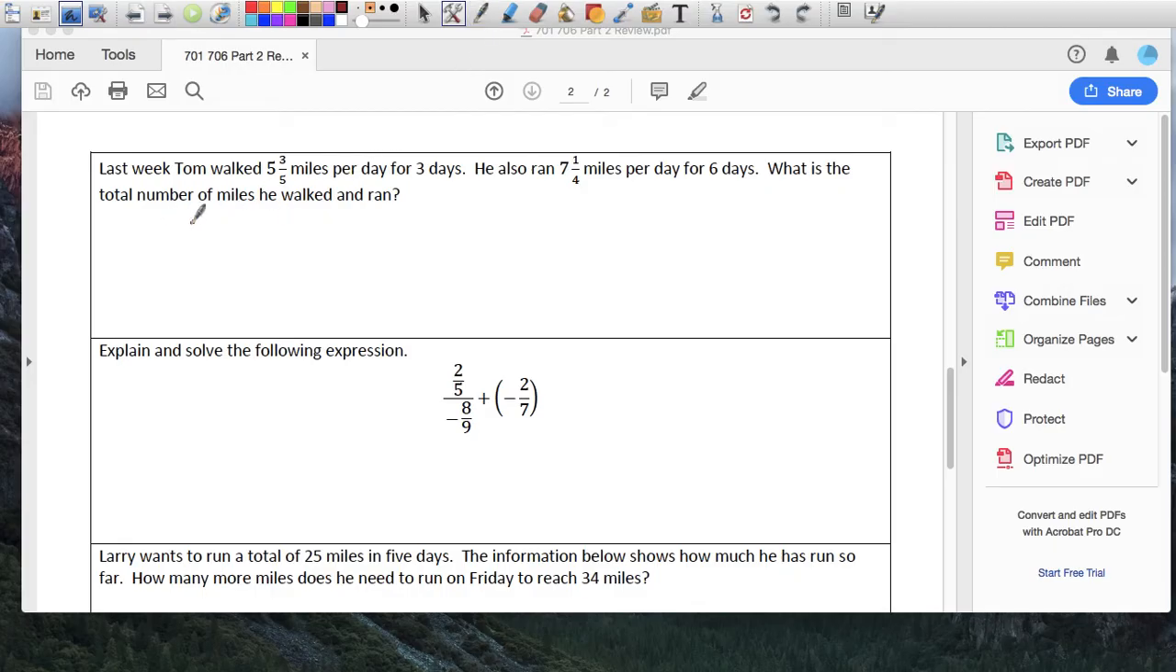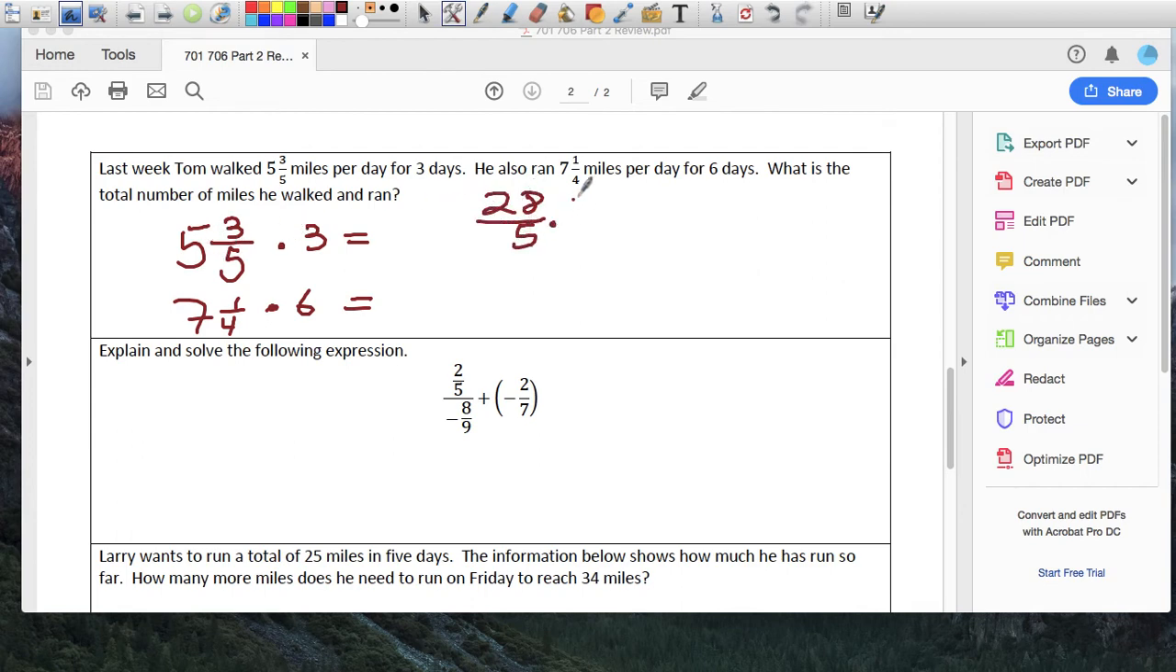Again, same idea. Tom walked 3 3/5 miles for 3 days, so we're going to repeat that 3 days. And then he ran 7 1/4 miles every day for 6 days. Let's figure out how many miles he walks. So it's 3 3/5. Let's change that to an improper fraction: 5 times 3 is 15 plus 3, so 18 over 5.